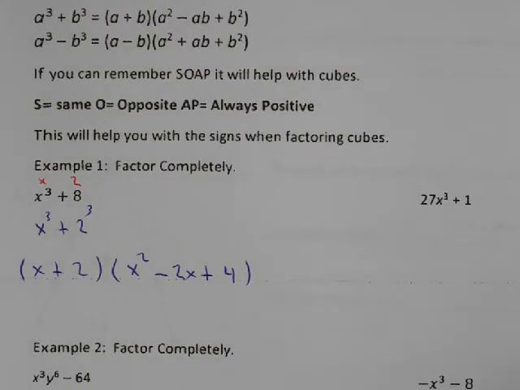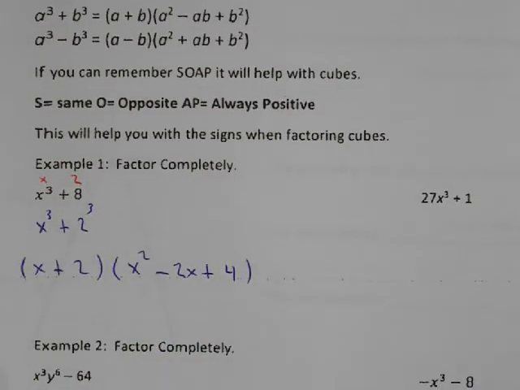Okay, and then we're done. And there's never anything else you're going to have to do after that, because if there was, we'd have a different formula. Sometimes this trinomial might look like it's factorable, but as long as we did this correctly, it won't be. So again, we are done.